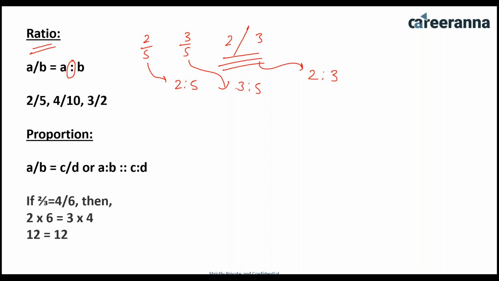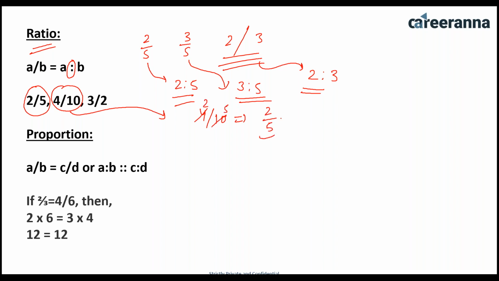I think it is visible to all. Use the chat box, say yes. Okay. So this is 2 by 5. This is 4 by 10. And if I make it more clear, it will be 4 by 10. You can further write it 2 by 5. I think everyone knows the basics. 3 by 2 is also a ratio. 3 is to 2. This is ratio.